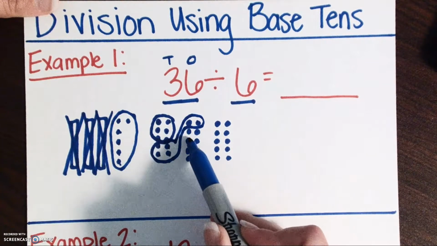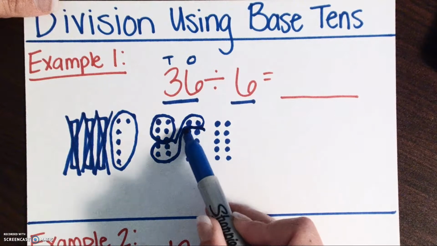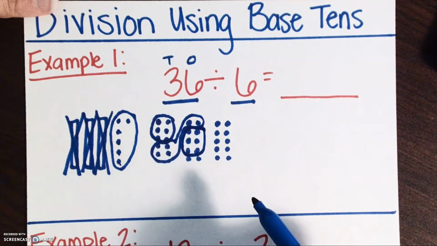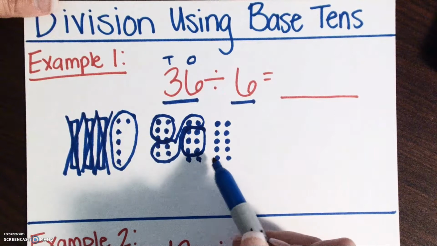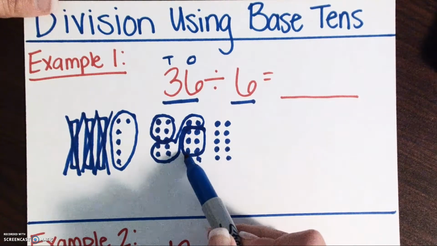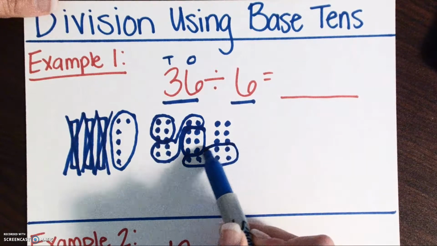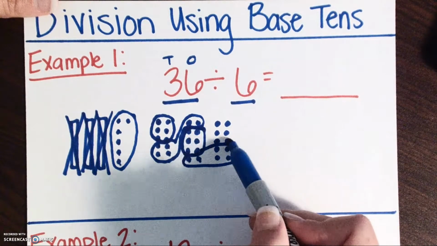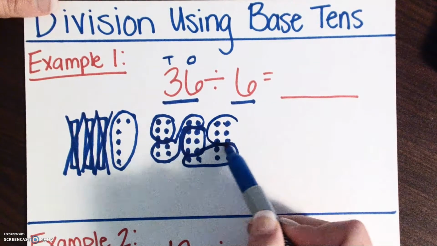And then 1, 2, 3, 4, 5, 6. That's a group. Then 1, 2, 3, 4, 5, 6. There's a group. And then 1, 2, 3, 4, 5, 6. So then there's your last group.